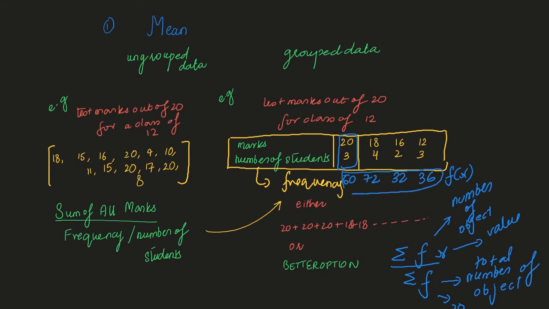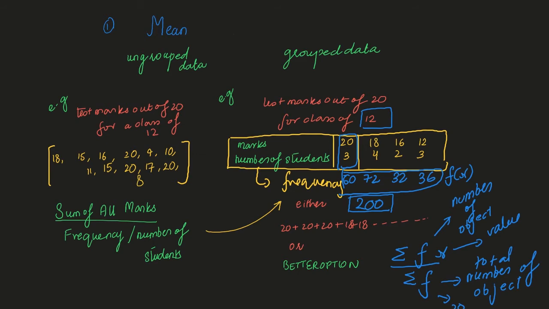So when we add all of these up, 60 plus 72 plus 32 plus 36, we get 200 as the summation of fx. And the summation of f is simply the total number of samples that we have, the total number of marks that we have. Since this is a class of 12, the total number of samples is 12 because you have 12 marks. So this sums up mean.